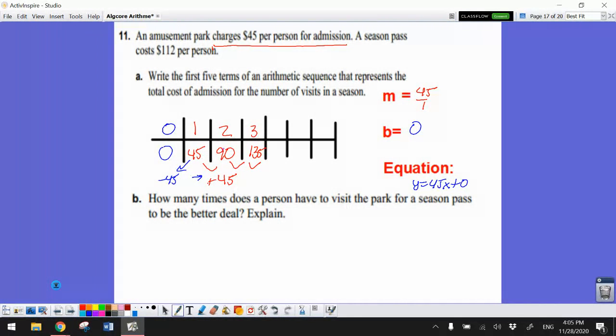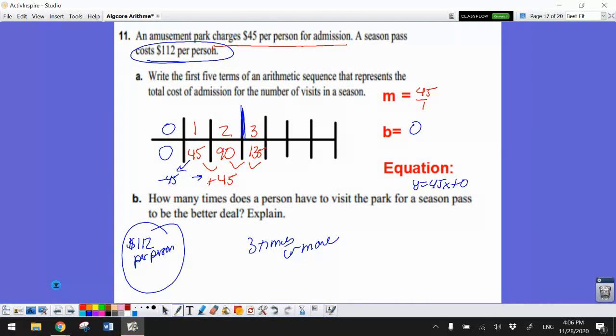Okay, let's look at our data that we have here. How many times does a person have to visit the park before the season pass becomes the better deal? The season pass costs $112 per person. So if I look up here, first time, second time, third time, where is 112? It's between 2 and 3 times. So if I am going to go to the park 3 times or more, wouldn't it be cheaper to buy the season pass? Absolutely. So 3 times or more would be the best answer there.